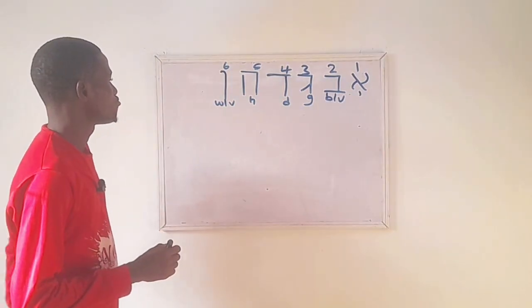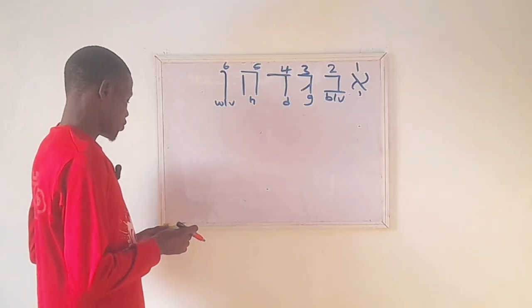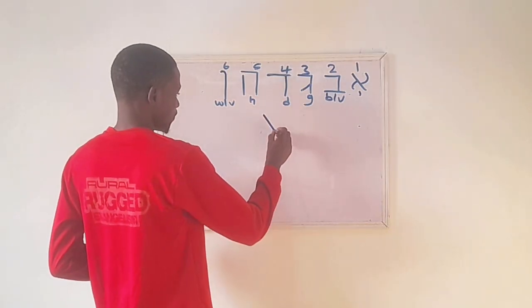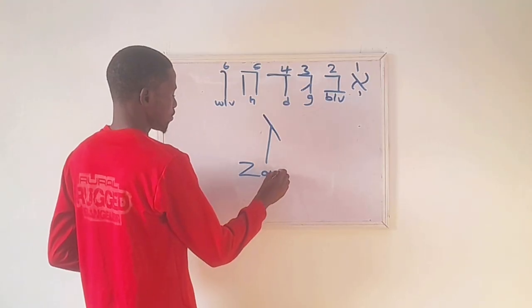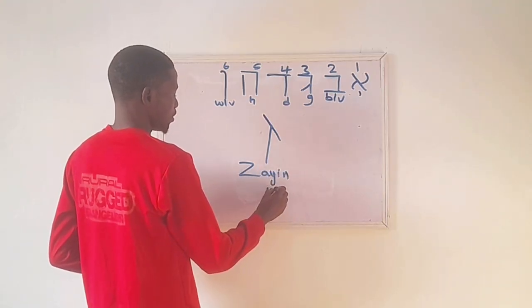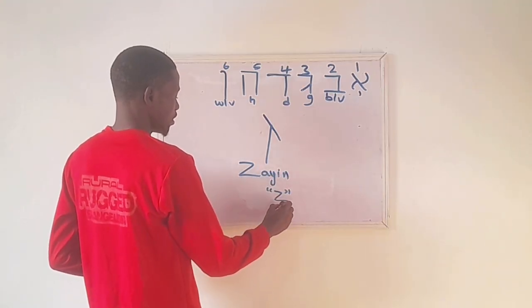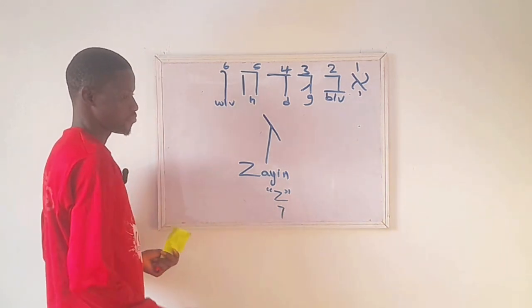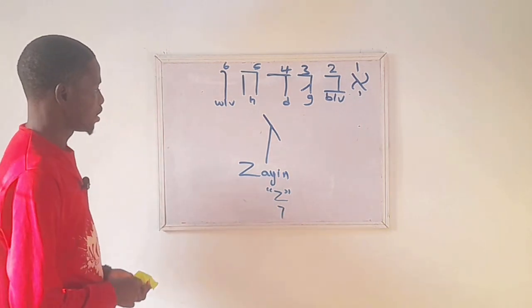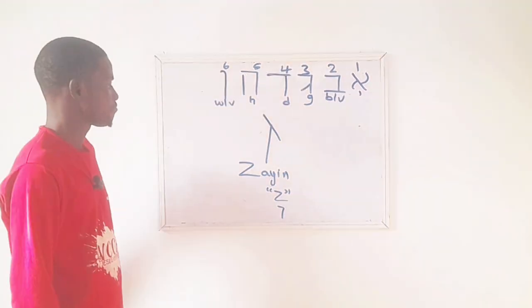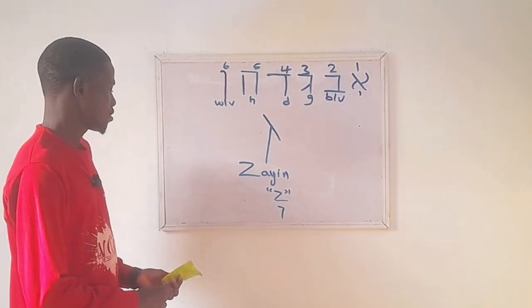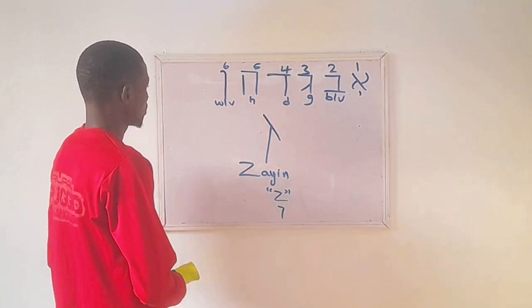All right. So the next letter we have is Zayin. The English equivalent is Z. That's the 7th letter. Numerical value is 7. Zayin, Z. Alright? Zayin is Z.